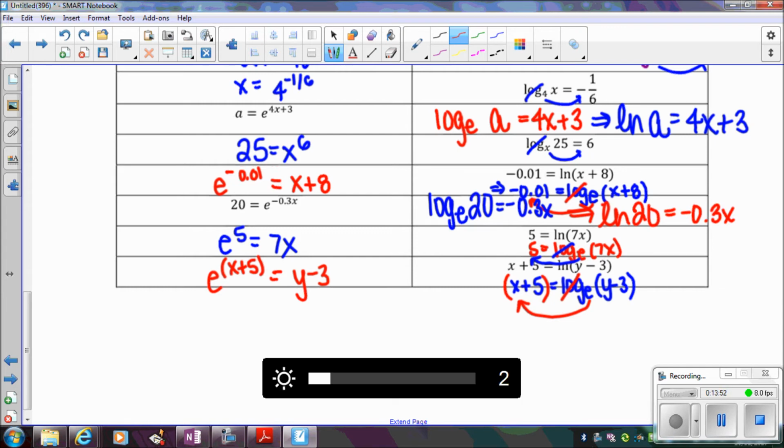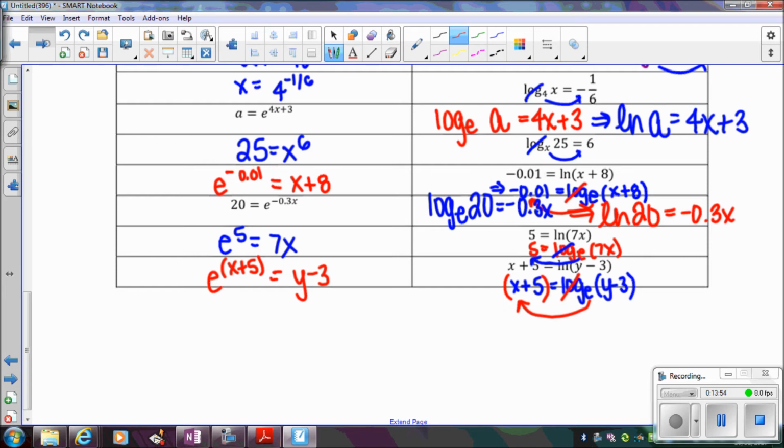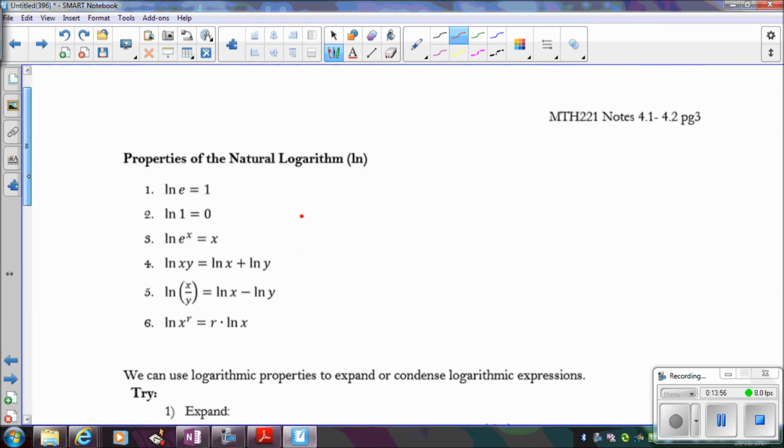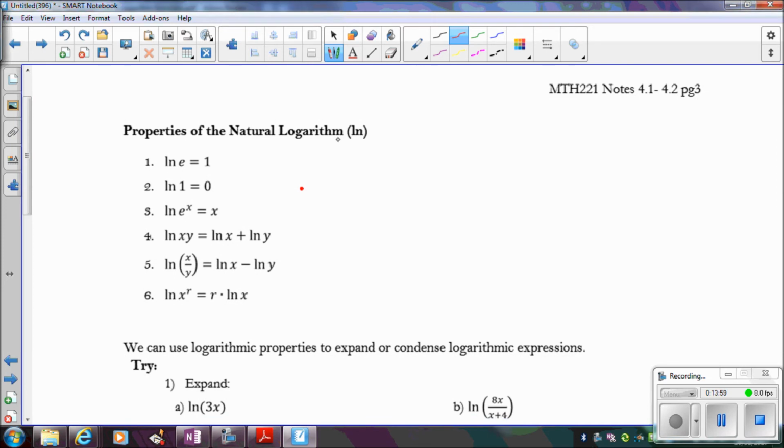So let's go ahead and look at the next page, which is just more properties. So properties of logs. So properties of natural logs, you can also apply these to any logs with the same base. So not so much for ln of e equaling 1, but log of the same base of that same base is going to equal 1. So for example, log base 4 of 4 is going to equal 1. So that's kind of why this works, because log base e of e will equal 1.